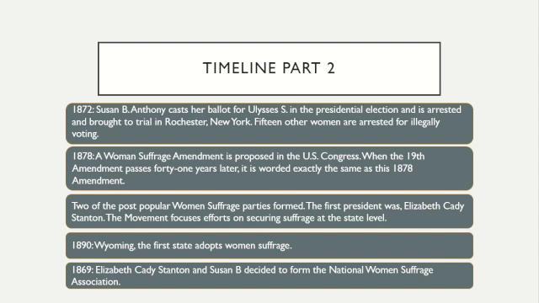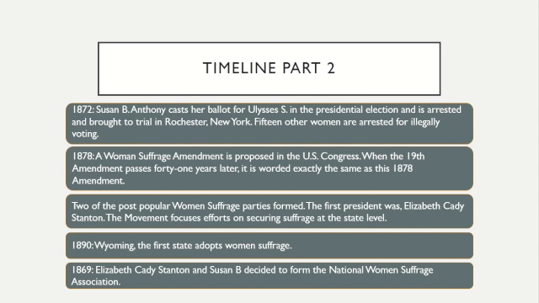In 1872, Susan B. Anthony cast her ballot for Ulysses S. Grant in the presidential election and was arrested and brought to trial in Rochester, New York. 15 other women were arrested for illegally voting. In 1878, a women's suffrage amendment was proposed to the U.S. Congress. When the 19th Amendment passed 41 years later, it was worded exactly the same as this 1878 amendment.